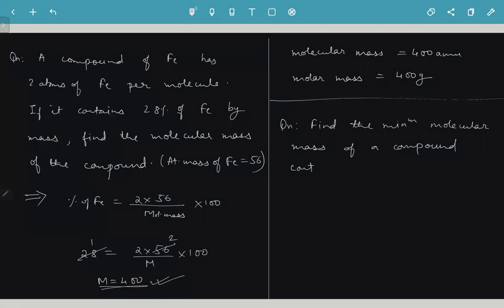Now we'll solve the next question. Find the minimum molecular mass of a compound that contains 12% by mass of magnesium in it. Find the minimum molecular mass of a compound that contains 12% by mass of Mg in it. Atomic mass of magnesium is 24. Try.